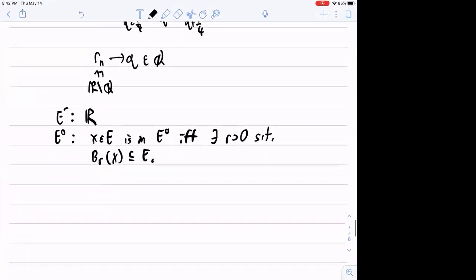Now, if I pick X, let's take any ball, X minus R to X plus R. This is my ball. Can this interval be contained in E? That is the question. Remember, E was the irrationals, so this ball must be contained in the irrationals. Is that possible? No, no matter what R is, R bigger than 0.